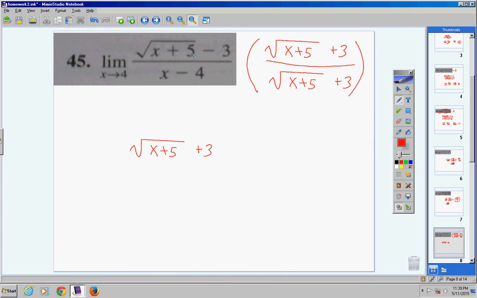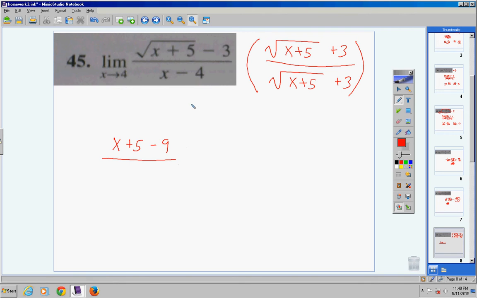So we'll multiply the top times the top and the bottom times the bottom. Now, remember, whenever you're multiplying conjugates together, you multiply the first term times the first term, last term times the last term. So square root of x plus 5 times square root of x plus 5 would simply be x plus 5. Alright? And negative 3 times positive 3 would be negative 9.